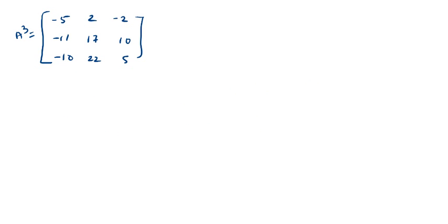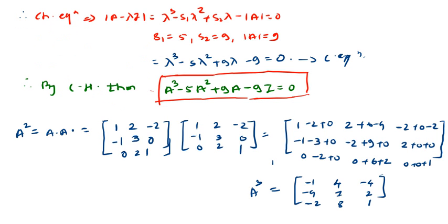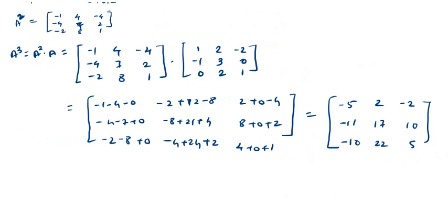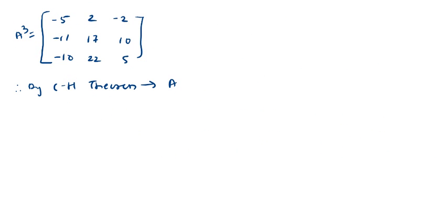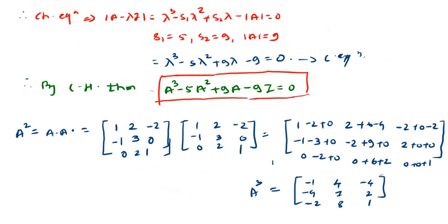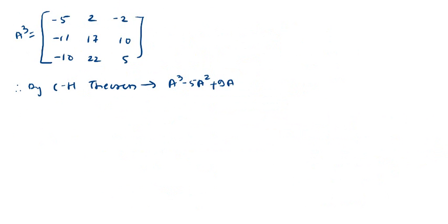Okay, so therefore by Cayley-Hamilton theorem. What does the Cayley-Hamilton theorem say? What is the statement? A cube minus 5A square plus 9A minus 9I is equal to 0. So put all the values for A cube, A square, and A, and verify whether that LHS is equal to RHS or not.